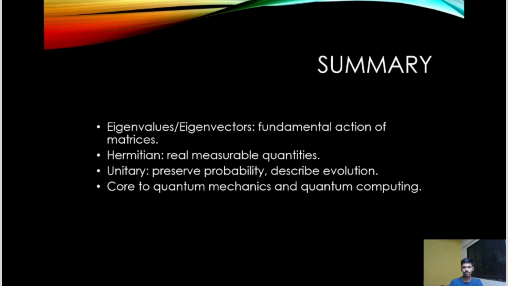Let's summarize everything we learned today. Eigenvalues and eigenvectors help us understand the natural behavior of a matrix. Hermitian matrices have real eigenvalues and represent physical observables. Unitary matrix preserves length, probability, and structure during transformation. Together, these concepts form the mathematical foundation of quantum mechanics, quantum computing, machine learning, and many branches of engineering.